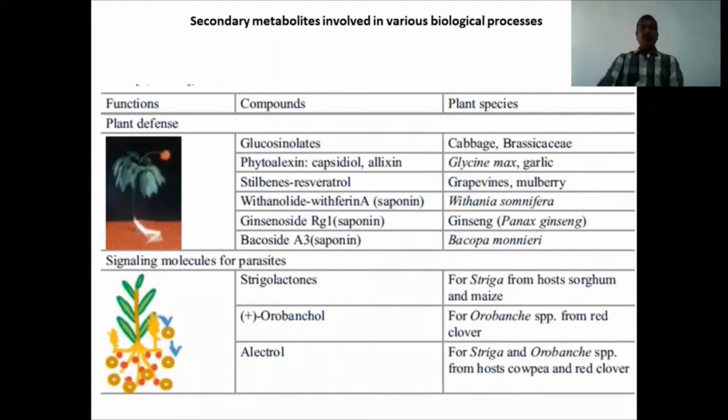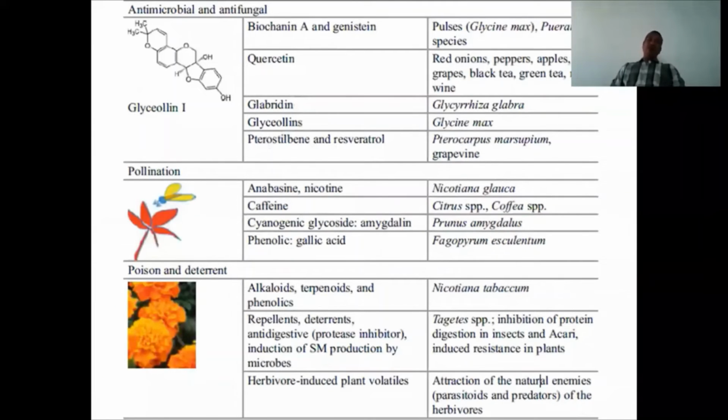Not only this, secondary metabolites also have an antimicrobial and antifungal role, where you can see the examples, and even in pollination they play an important role. The pollinating plants will release secondary metabolites there too, like caffeine, gallic acid, nicotine, etc., in the different plant species.